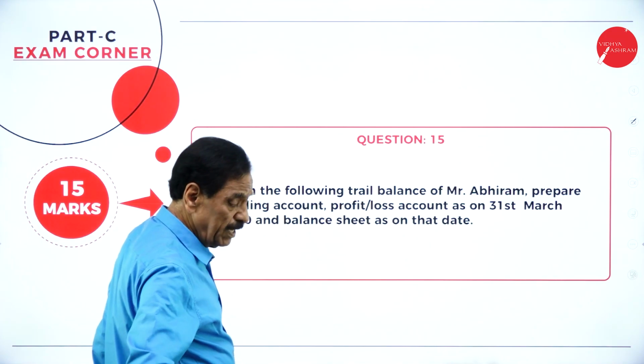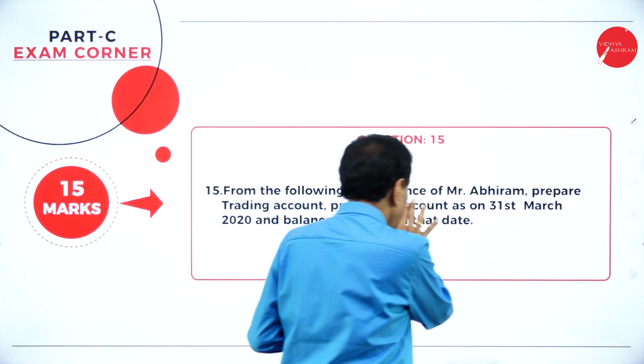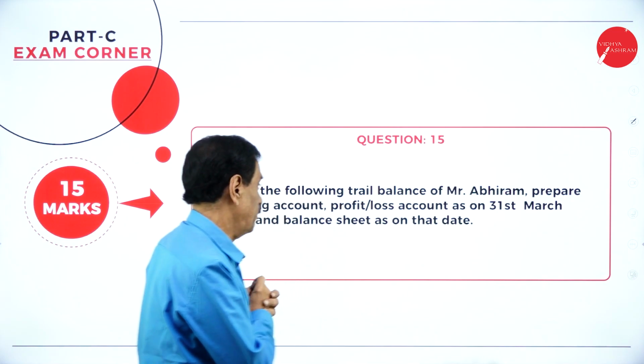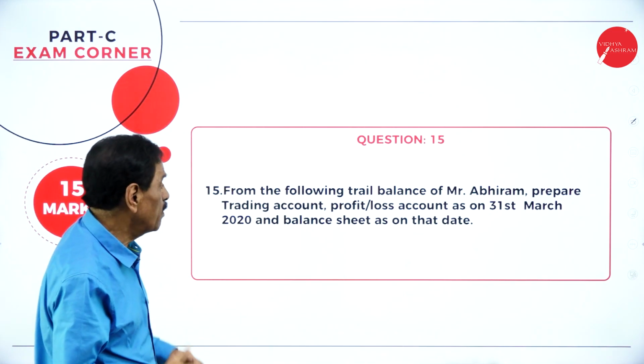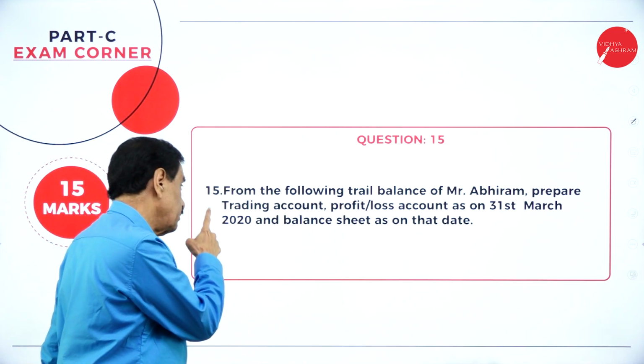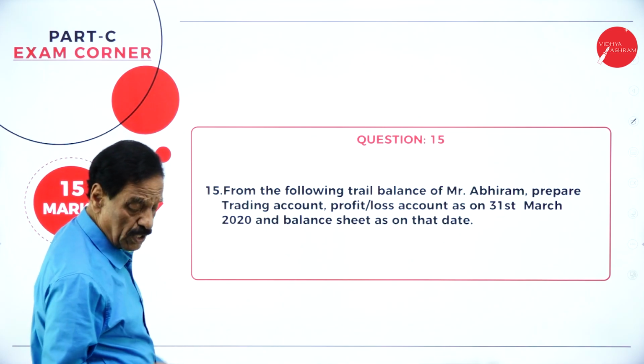Question number 15. From the following trial balance of Mr. Abhiram, prepare a trading account, profit and loss account on 31st March and balance sheet as on that date.